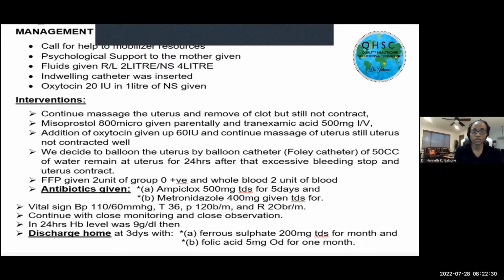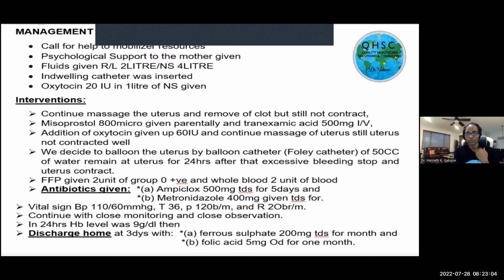But then the uterus still did not contract very well, I'm sorry. So they decided to use the balloon for the uterus, and the balloon catheter, which is the Foley catheter, was inflated with 50 cc of water, and remained there for 24 hours to help with the hemodynamics. And then fresh frozen plasma was given, 2 units. Also, 2 units of O positive was given, and the whole blood of 2 units also was given. They did give the patient antibiotics.